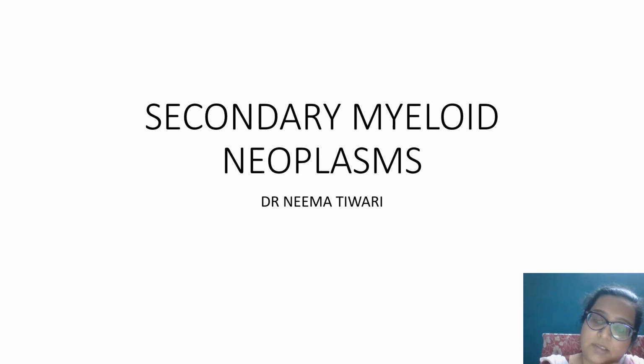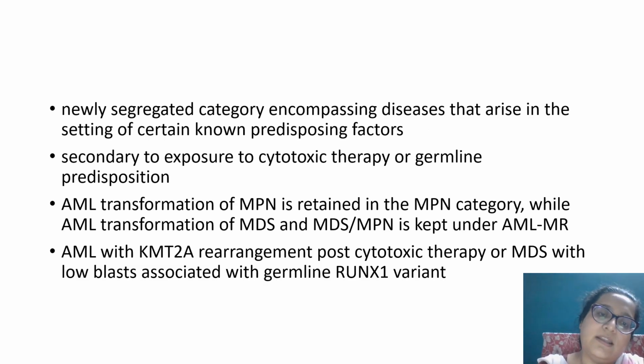So coming to the term secondary myeloid neoplasms, this is actually AML which was drug induced, or the dysplasia which was drug induced. The therapy induced acute myeloid leukemias or myeloid neoplasms have now been called secondary myeloid neoplasms. Fine. So this is a newly segregated category encompassing diseases that arise in the setting of certain known predisposing factors like post chemotherapy, secondary to exposure to cytotoxic therapy, or germline mutation. Fine. So they have clubbed AML with germline mutation or post therapy AMLs into this category.